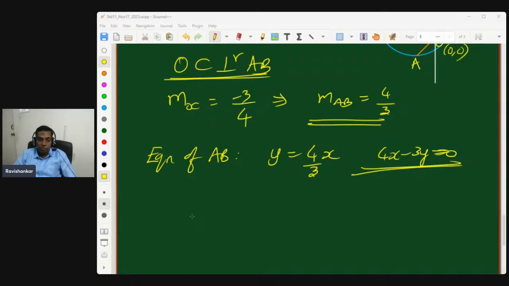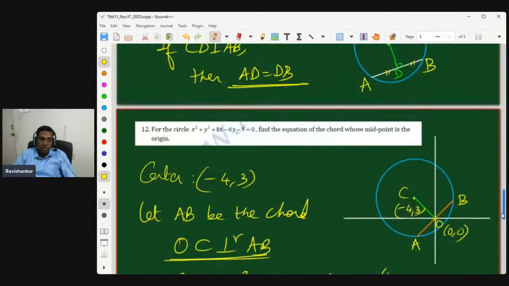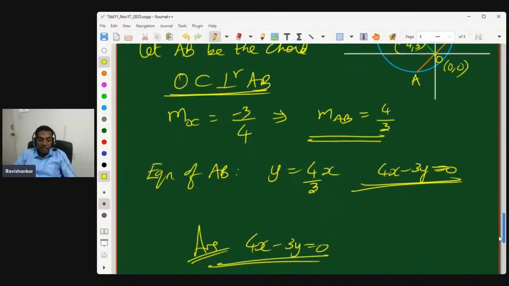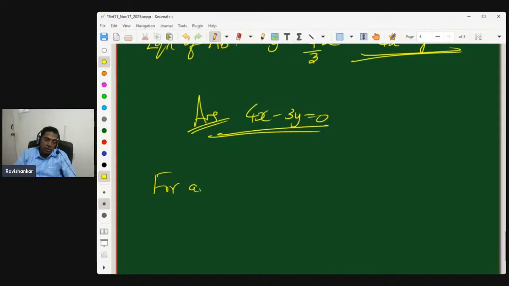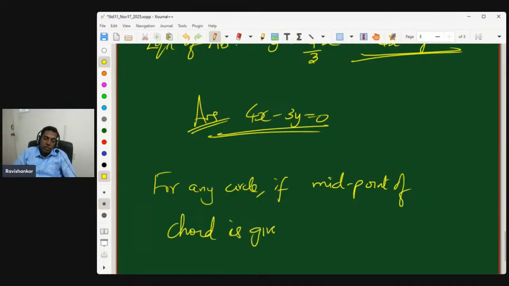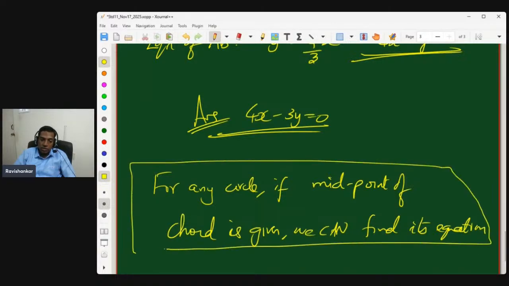There are no multiple options here, so the answer is 4x minus 3y is equal to 0. Here it's a very straightforward thing, but for any circle, if the midpoint of a chord is given, we can find its equation.